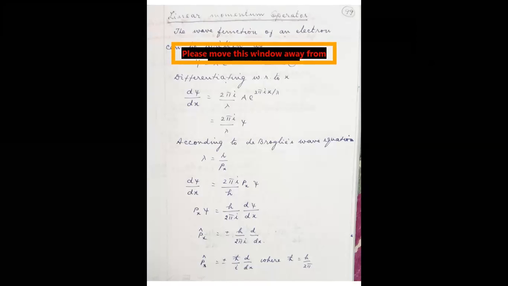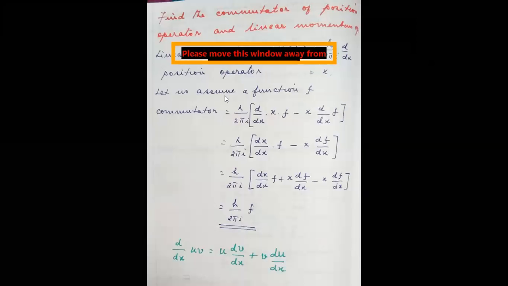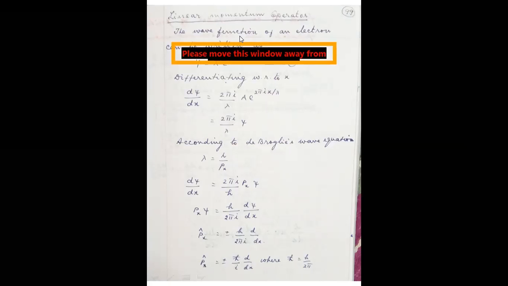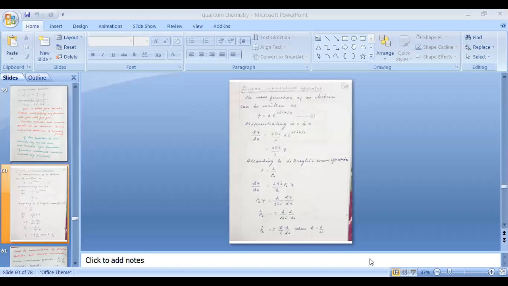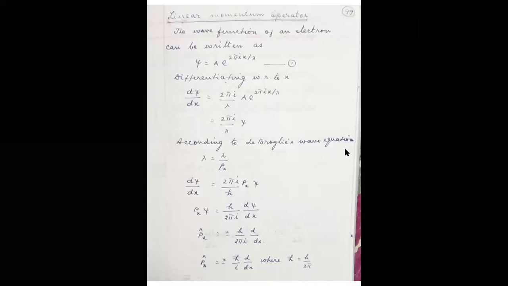Linear momentum operator. Look at these equations. The linear momentum operator, we are starting from the wave function of an electron. A wave function is actually the description of a system. The description means to define what it is.